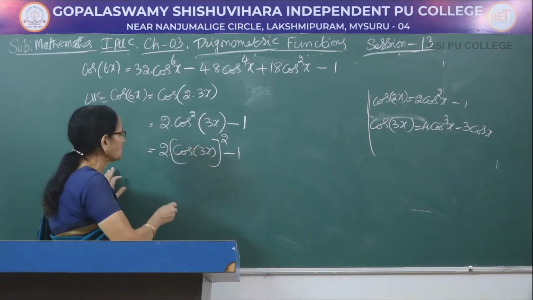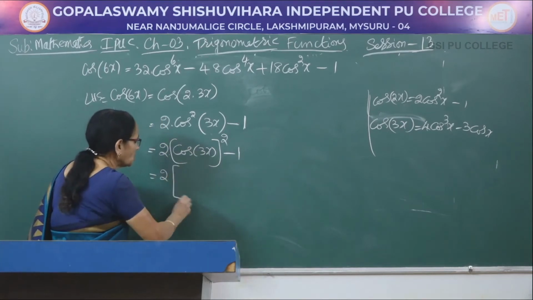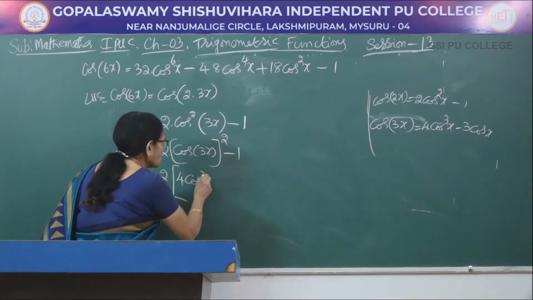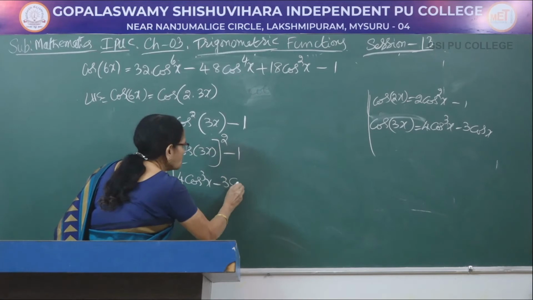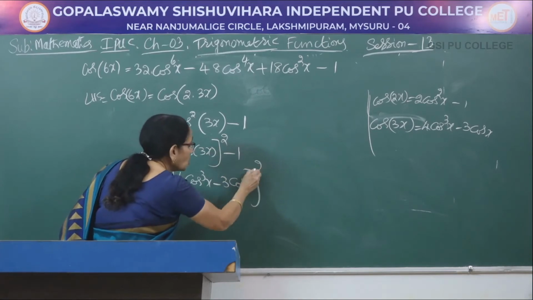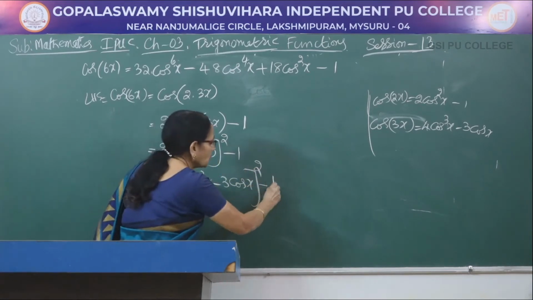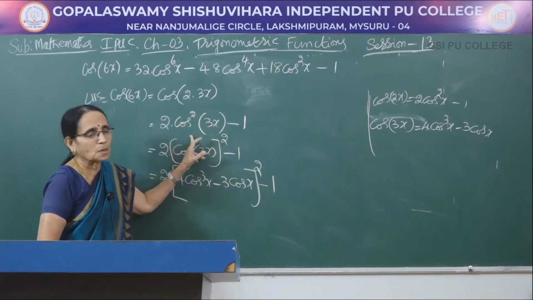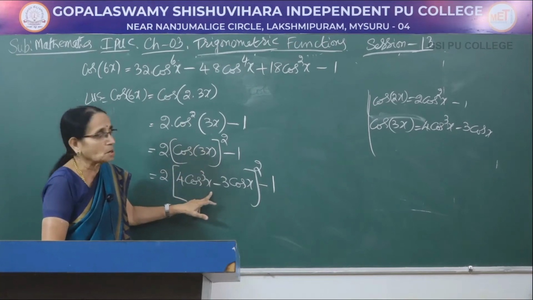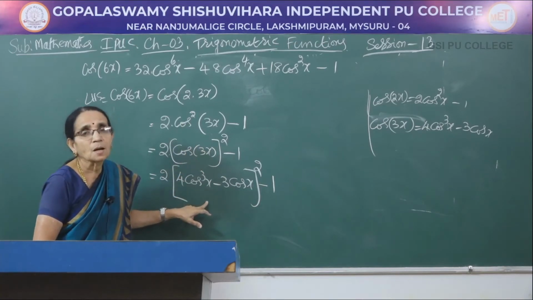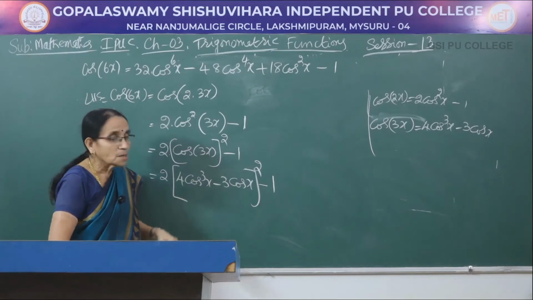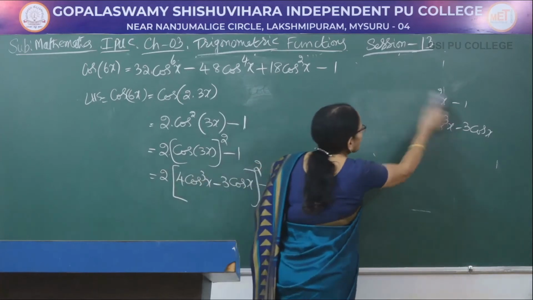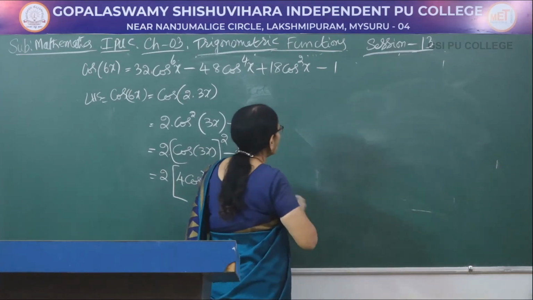Solve the problem step by step. Now 2 into, write what is cos of 3x. It is 4 cos cube x minus 3 cos x the whole square. Don't forget, whole square minus 1. So now we made use of the 2x formula. We made use of the 3x formula. Now I am making use of the high school algebraic formula, a minus b the whole square. So let me expand that one, a minus b whole square.